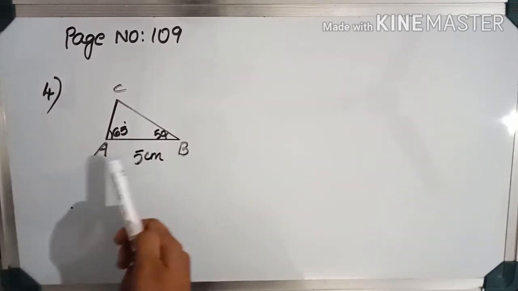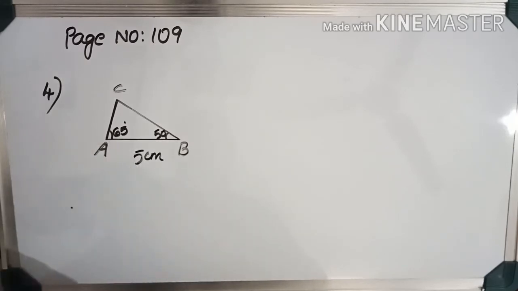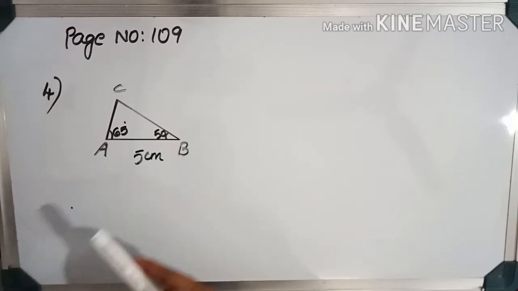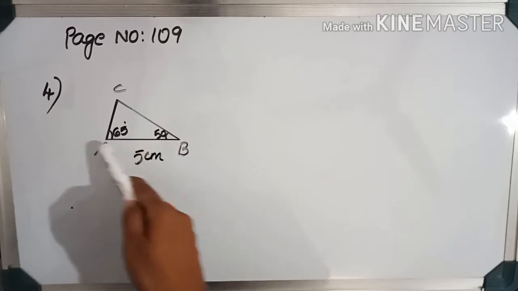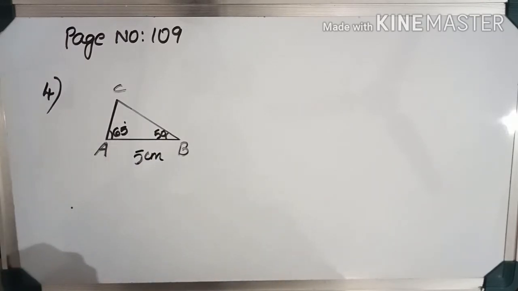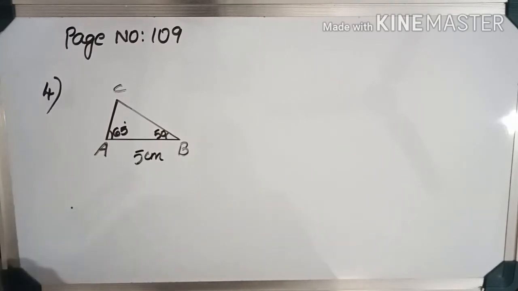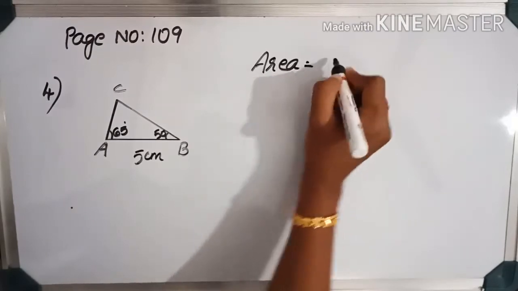Okay, so when you draw the angle, the white one must be the greater angle, that is 65 degree. The small angle must be 50 degree. Like this you have to draw the rough figure. First 5 centimeter line, then two angles, large one 65 degree, small one 50 degree. We have to find area of this triangle. What is the equation for area? It is the same, half into b into h. So area of triangle is half bh.